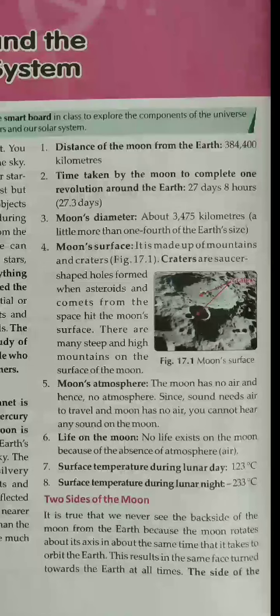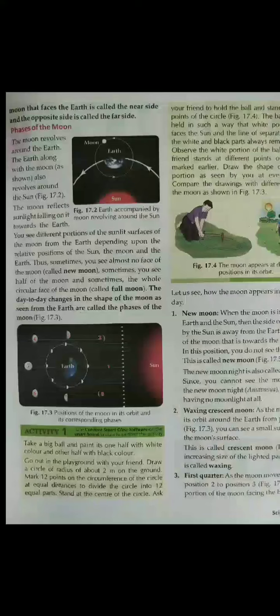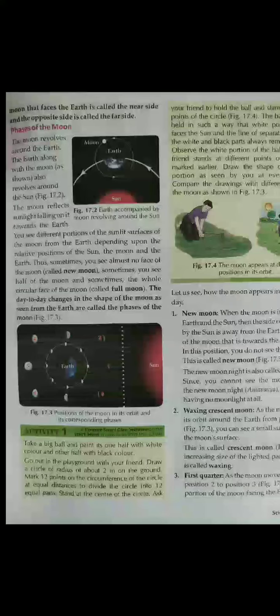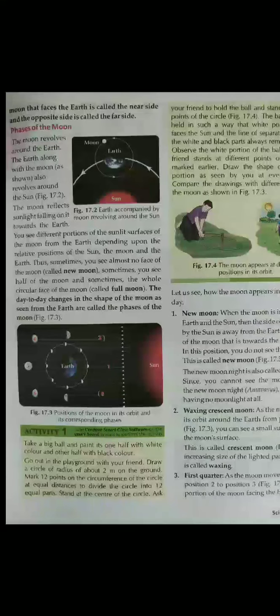Our next topic is two sides of the moon. It is true that we never see the back side of the moon from the earth because the moon rotates about its axis in about the same time that it takes to orbit the earth. This results in the same face turned towards the earth at all times. The side of the moon that faces the earth is called the near side and the opposite side is called the far side. Next topic is phases of the moon.